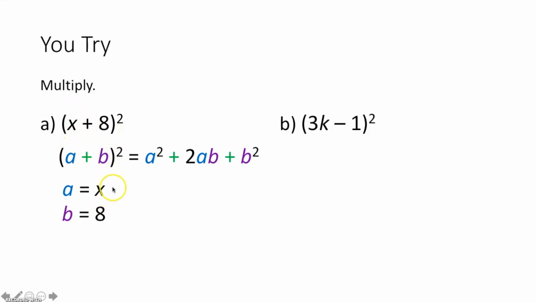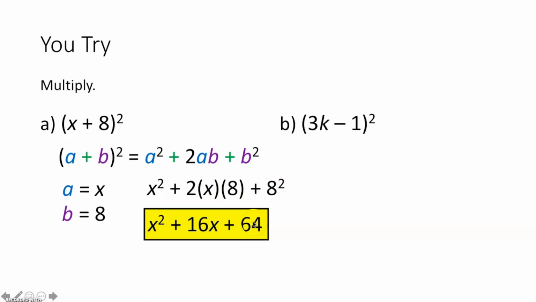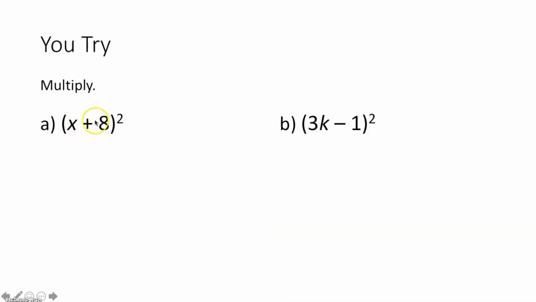So we plug in x for a here and here. We plug in 8 for b here and here. Then you simplify. 2 times x times 8 is going to be 16x, and then 8 squared is 64. Sweet, all done. You got your perfect square trinomial. Let's say you forgot that though. You can always take x plus 8, the quantity squared, and change it to x plus 8 times x plus 8, and then FOIL.